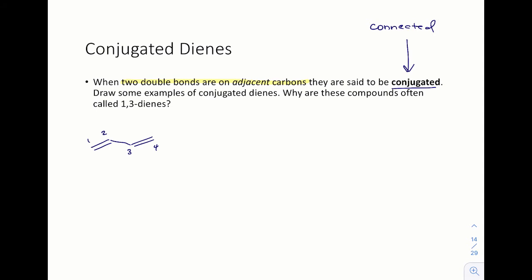Let's draw some examples of conjugated dienes and think about why these dienes are often referred to as 1,3-dienes. Well, to be connected, if one alkene starts on carbon 1, it spans to carbon 2. The adjacent carbon is carbon 3, so the 2 alkenes start on carbons 1 and 3. Okay, we can draw all kinds of examples here of 1,3-dienes, so conjugated dienes. So again, conjugated means connected.